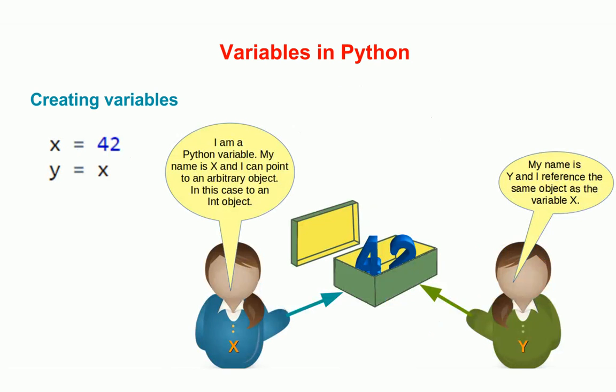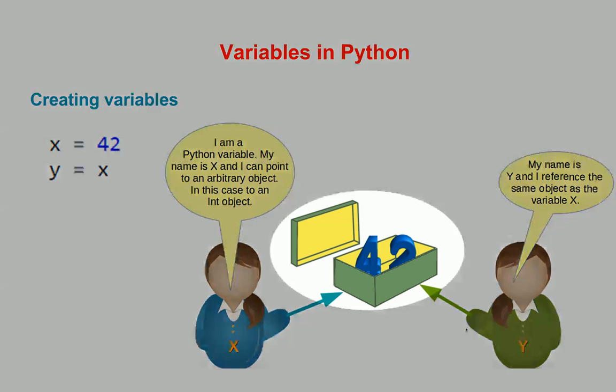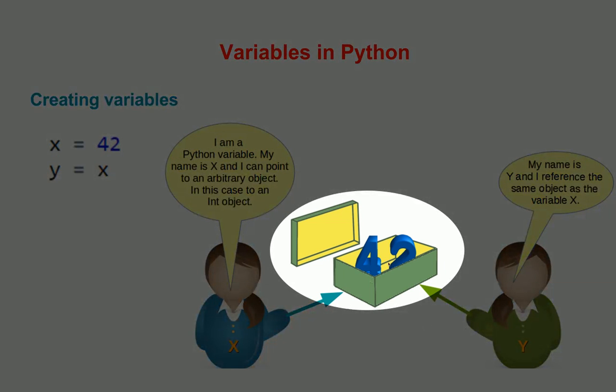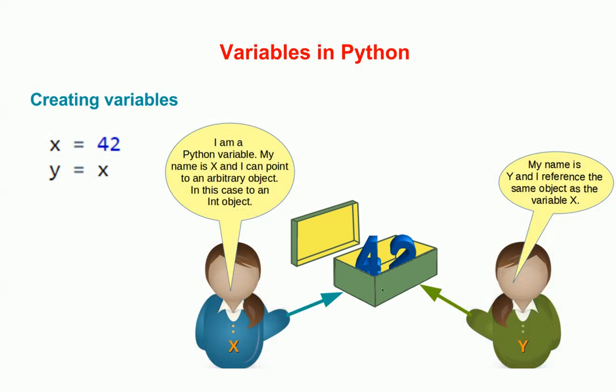I want to demonstrate something else now. Let's look at the following code: x is equal to 42 and y is equal to x. So we created an integer object 42 and assigned it to the variable x. After this, we assign x to the variable y. This means that both x and y are referencing the same object 42. The following picture illustrates that.